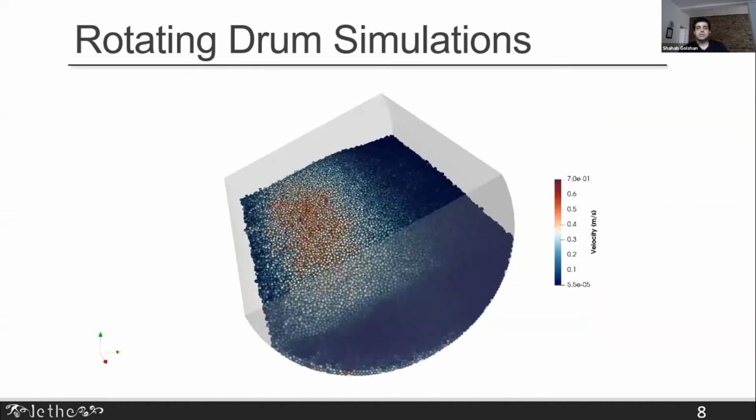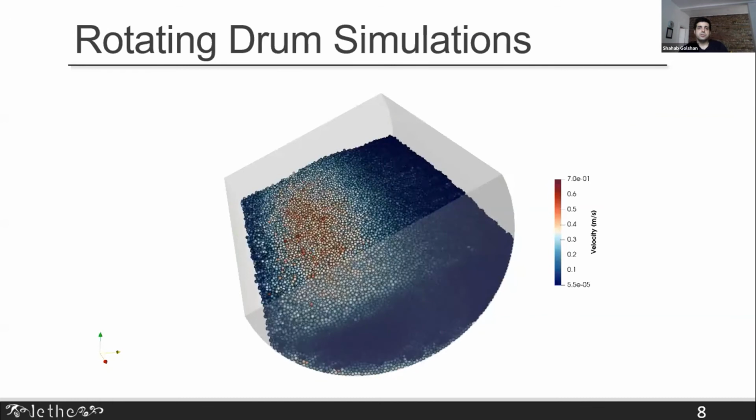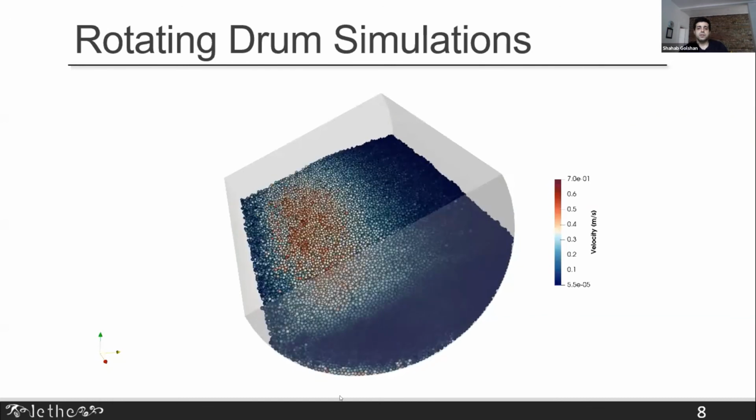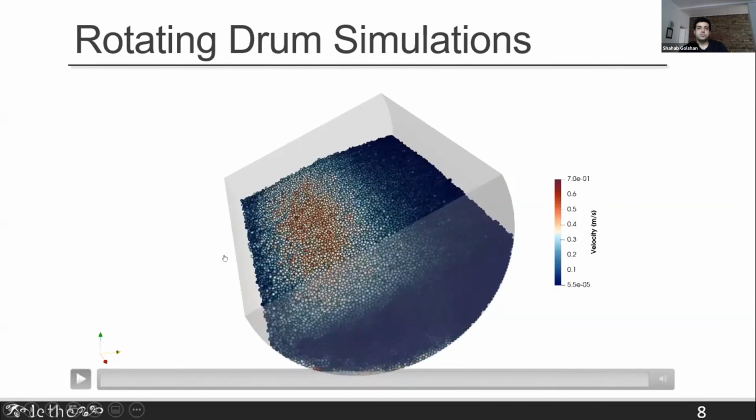This is an animation of the simulation of a rotating drum using LetterDEM. The outer boundary rotates and applies force to the neighbor particles. This force chain leads to rotation of particles inside the drum.